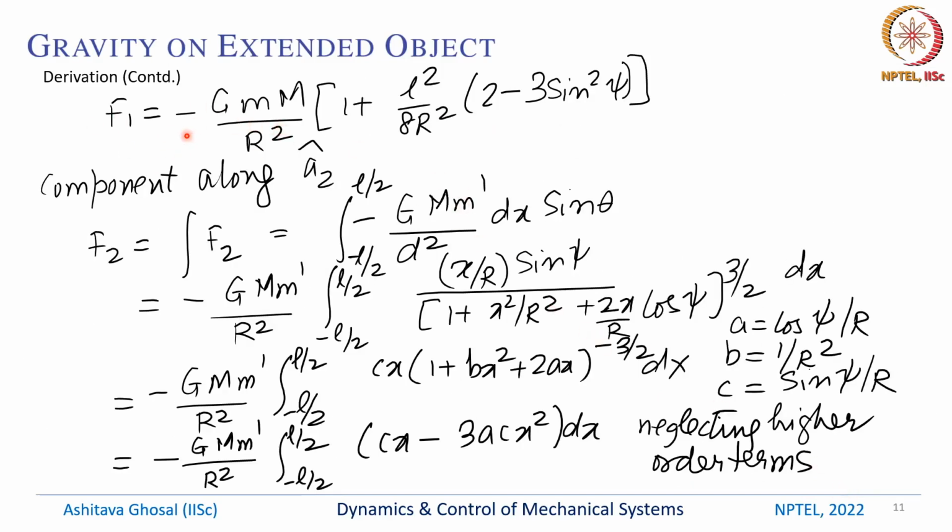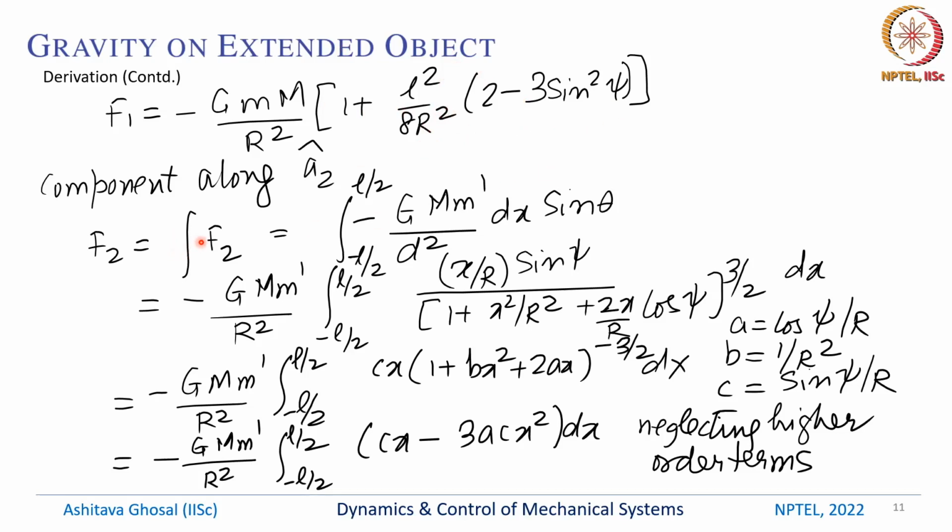Then we can integrate, and when you integrate you will get minus g m prime by r square, and inside, when you put the limits, you will get 1 plus L square by 8r square into 2 minus 3 sine square psi.